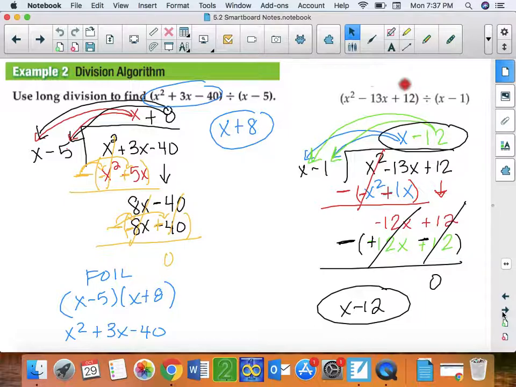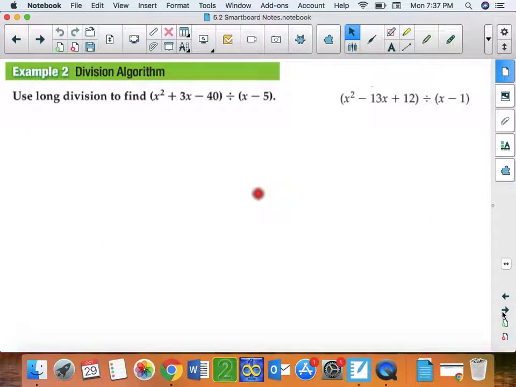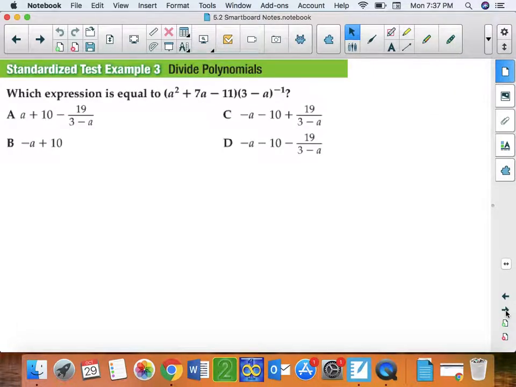Now we're going to move to synthetic. Oh, not yet. We're going to do long division again here. So let me erase this. Okay, so now we're going to look at long division again. And this time we're going to see what happens when you have a remainder.